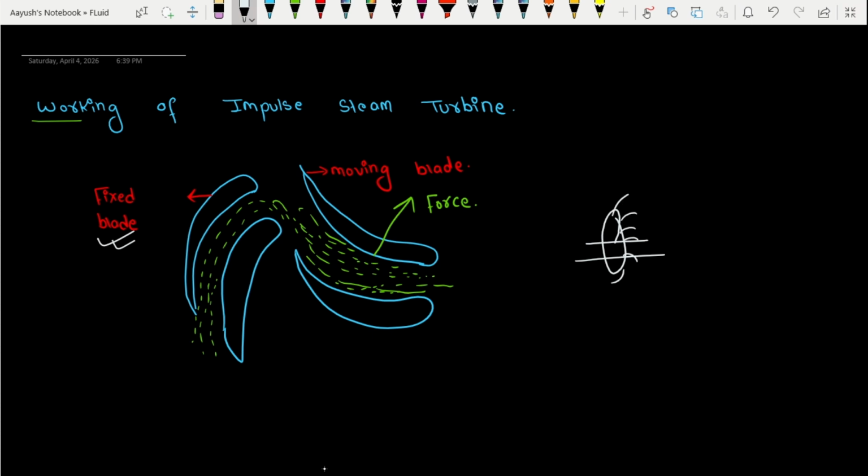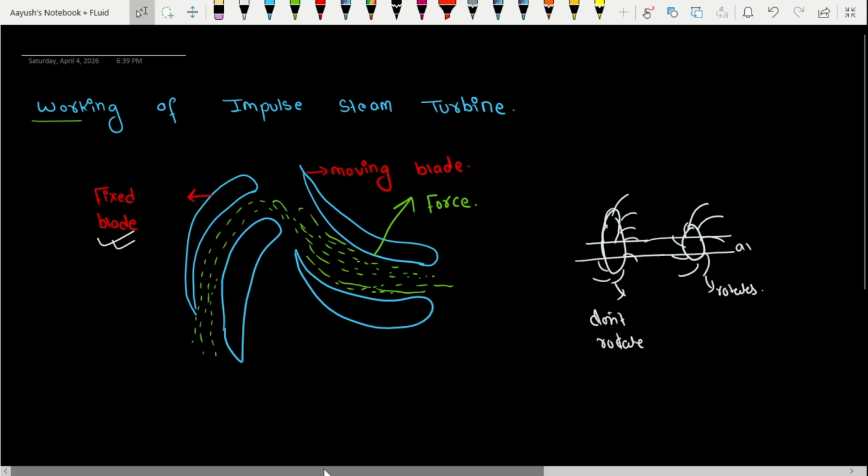And then similarly on the same shaft the rotating blades are kept in this manner. The fixed blades don't rotate, but the rotating shaft rotates and it rotates the axis.